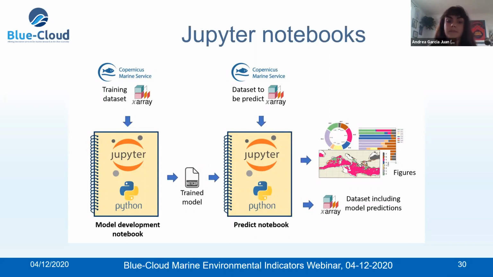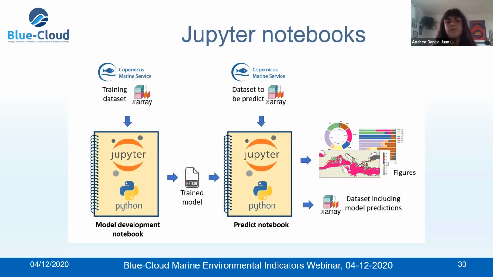So in the model development notebook, we design the model, we optimize it, and we train it with a training dataset that is downloaded from Copernicus Marine Service. As an output, we obtain a trained model that is saved in an HDF file. And then in the prediction notebook, we use the model we have developed in the first notebook to classify another dataset that is also downloaded from Copernicus Marine Service. And as an output, we have some figures, and we can also save the dataset, including the model predictions.